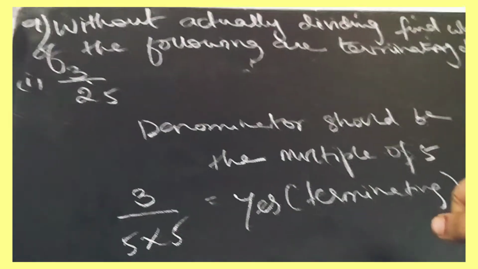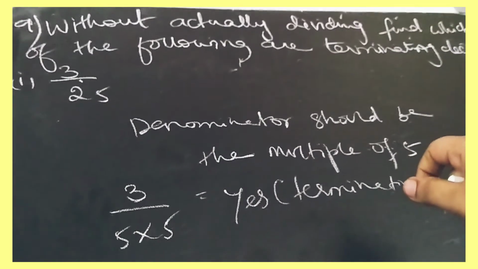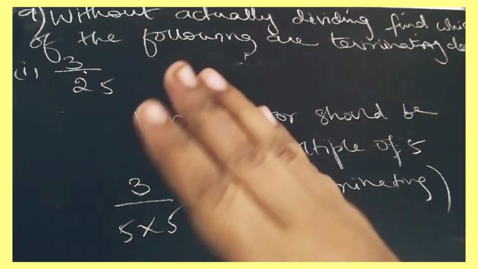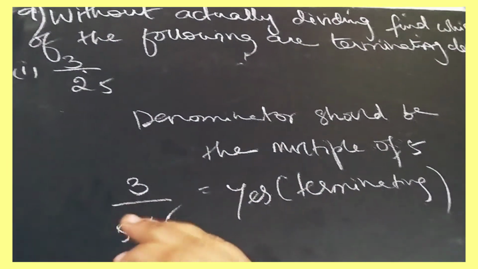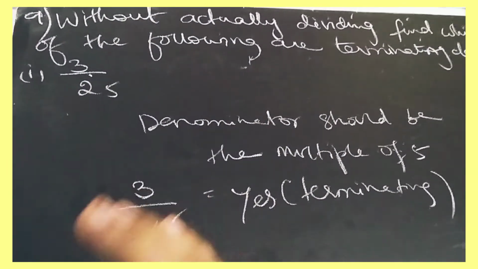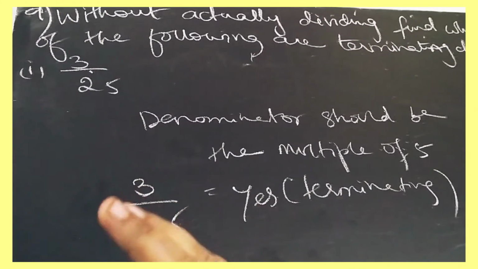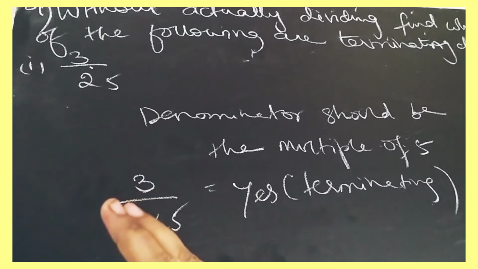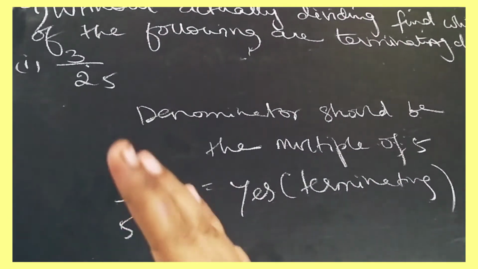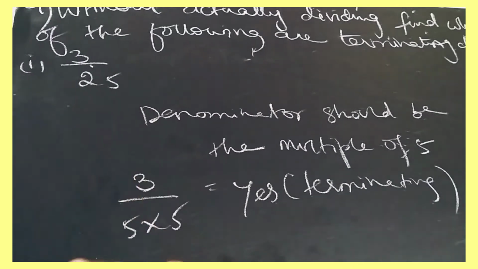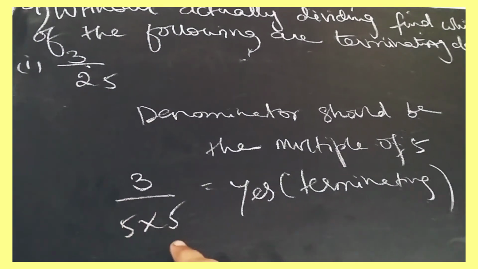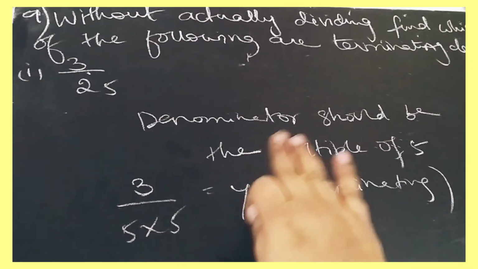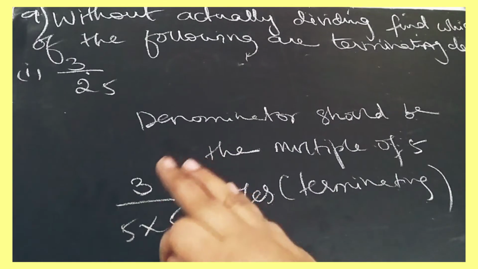Ninth sum is, without actually dividing, find which of the following are terminating decimals. So you have to find out whether this 3 by 25 is terminating or non-terminating. How can you find out without division? You have to see that the denominator should be a multiple of 5. So here the denominator is 25, so we can write 25 as 5 5s are 25. So yes, it is a terminating decimal. Remember this condition, this is very important.